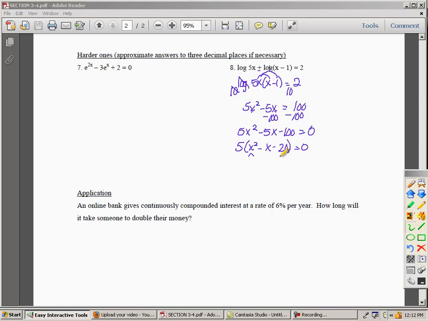And then I'm going to factor. x squared is x and x. Negative 20 is going to be 5 and 4. And the 5 has to be negative in order for it to equal a negative 1 when you add.